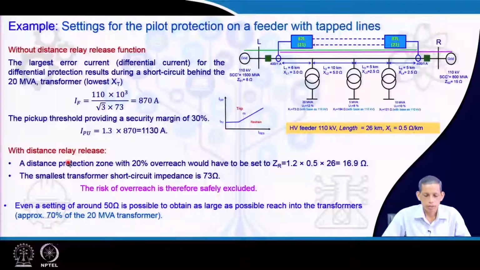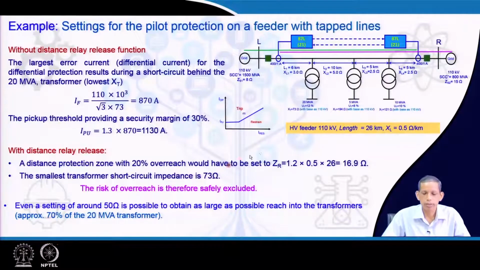Now, with the distance relay, the distance relay takes voltage information. So, if the voltage signal is available and we have a distance relay, the distance relay zone with 20% overreach is the 120% zone 2 kind of thing. For the considered feeder, it will be set to ZR equals 1.2 times 0.5 times 26, that gives you 16.9 ohm. But this 16.9 ohm is still much smaller than the 73 ohm impedance of this transformer referred to the 110 kV side.